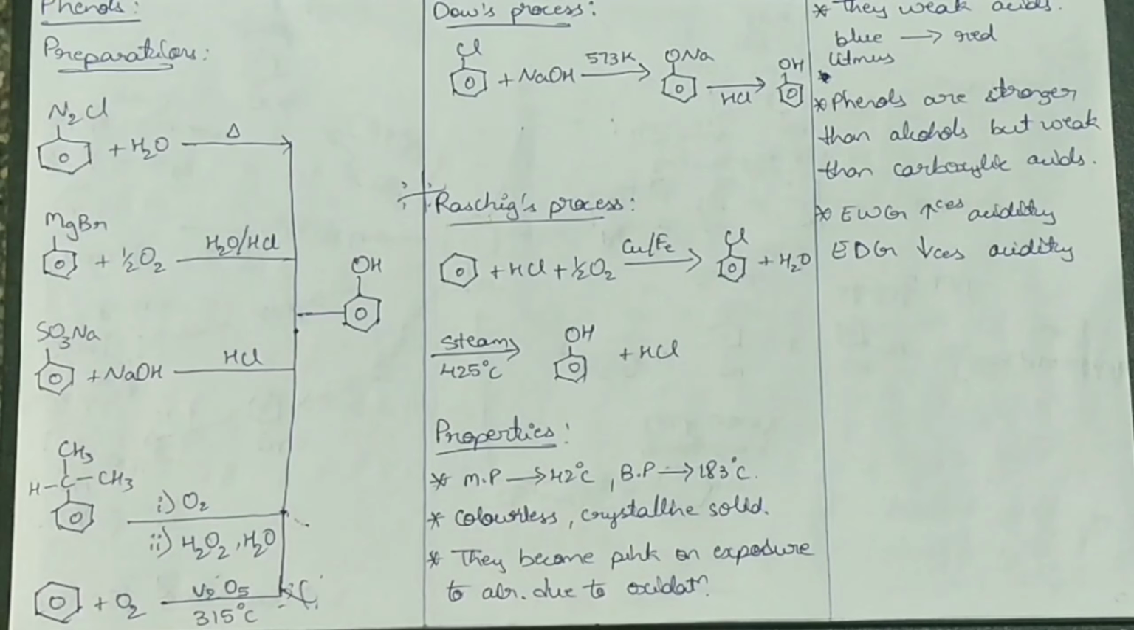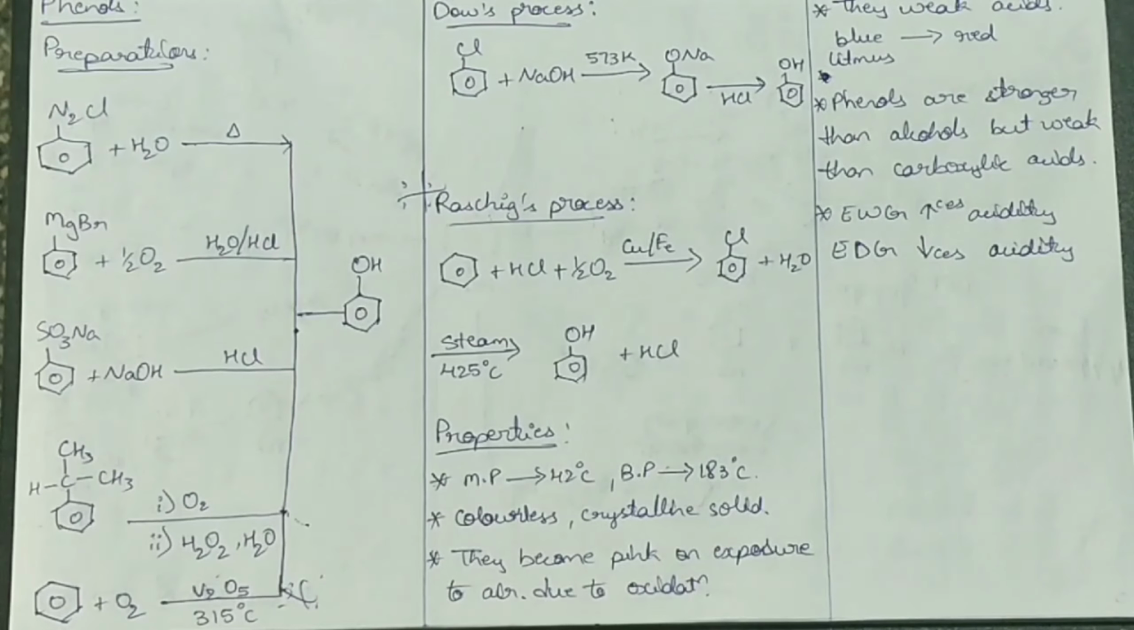So next, we shall look into the properties, where the melting point of phenol will be 42 degrees Celsius and the boiling point will be 183 degrees Celsius. Phenols are colorless and crystalline solids. They become pink on exposure to air due to oxidation, and hence they are stored in dark brown colored bottles.